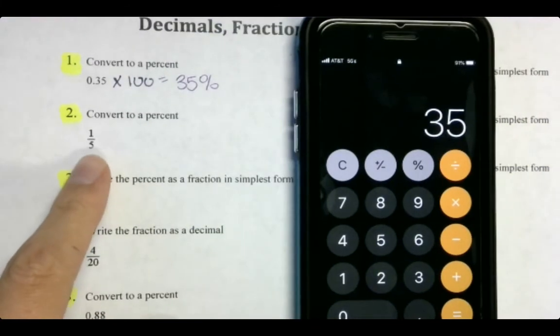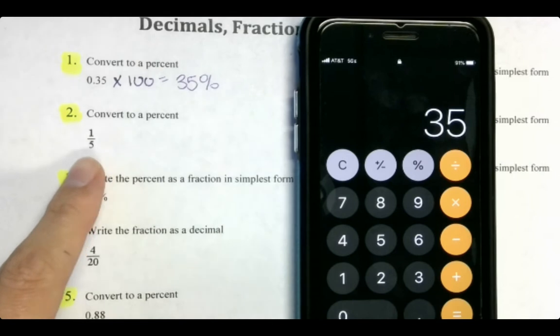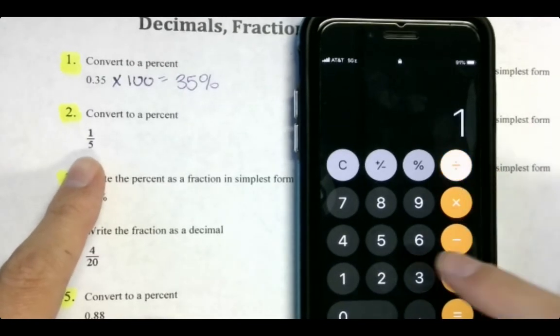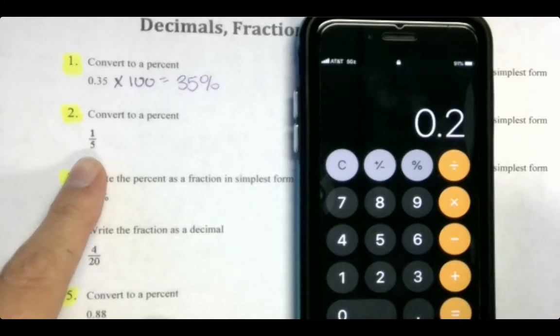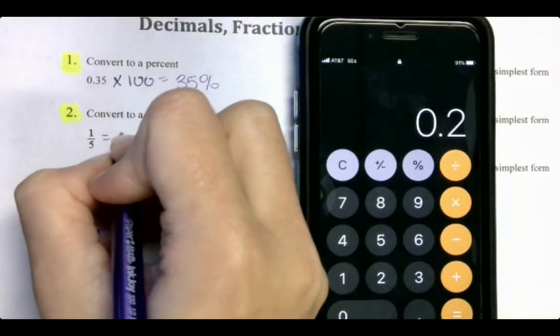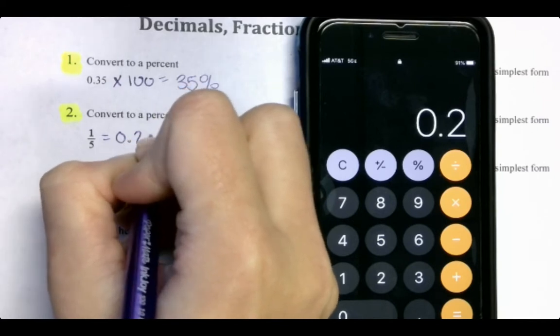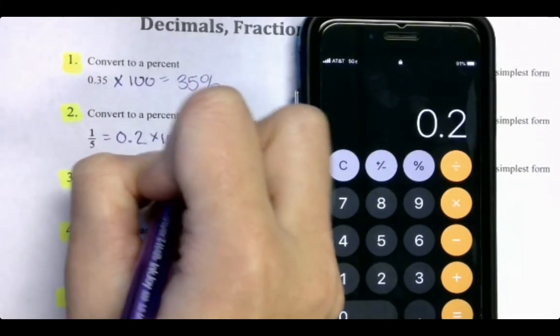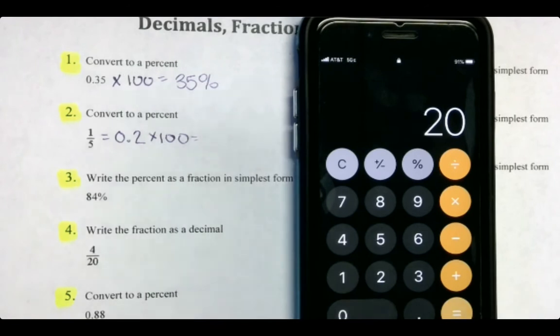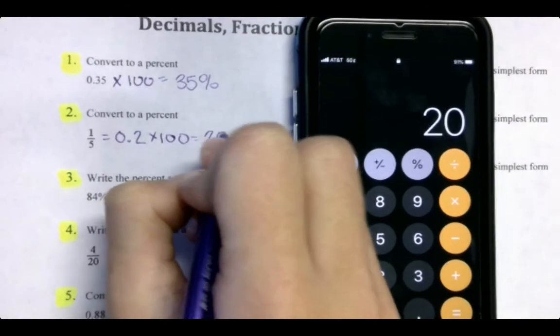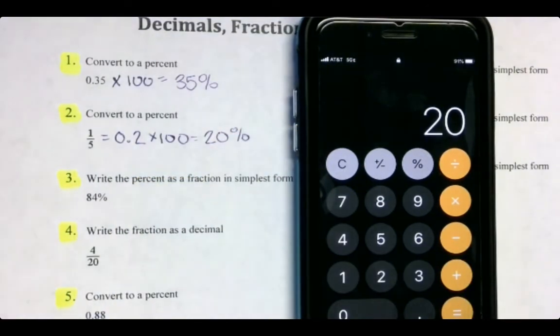All right. Convert to a percent. Well, we don't have that on our chart, but we do have a fraction, which is what we have, to a decimal, and then we just did a decimal to a percent. So you are going to do the numerator, which is the top number, divided by the denominator, which is the bottom number, and get that as a decimal first. From there, we are going to times it by 100, and we are going to get 20, and we will add a percent.